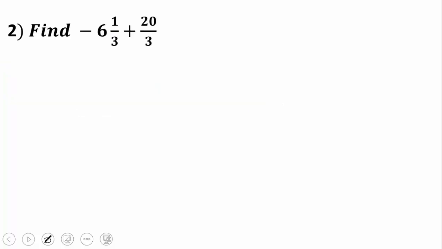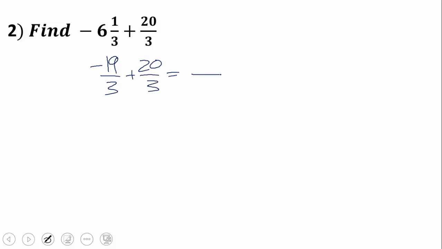Let's move on. Negative 6 1/3 plus 20 thirds. So here I see an instance where part 1, I'm going to do it. I have negative 6 1/3. I'm going to make improper. So it's 3 times 6 is 18 plus 1. I have negative 19 thirds plus 20 thirds.